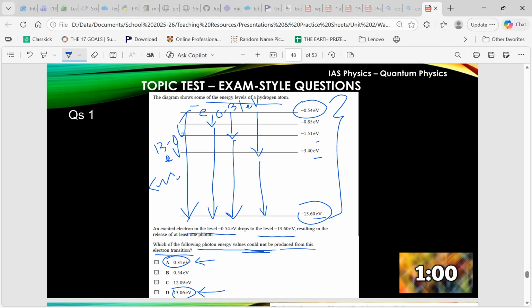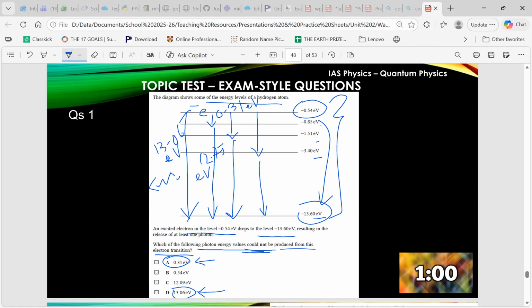Now if it's a two-step transition, so from the second level all the way to the bottom, if I find the difference between 0.85 and 13.6 for this jump, I get a difference of 12.75 eV. I will write it here with the transition. 12.75 is not one of the options.